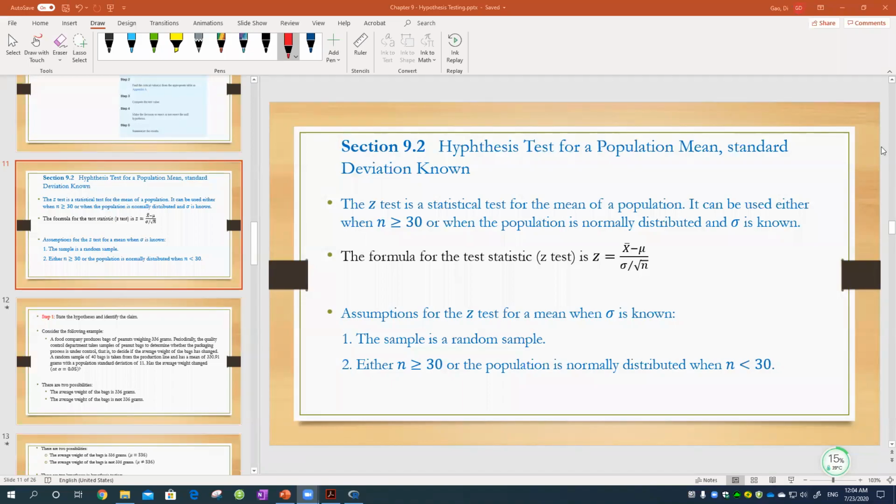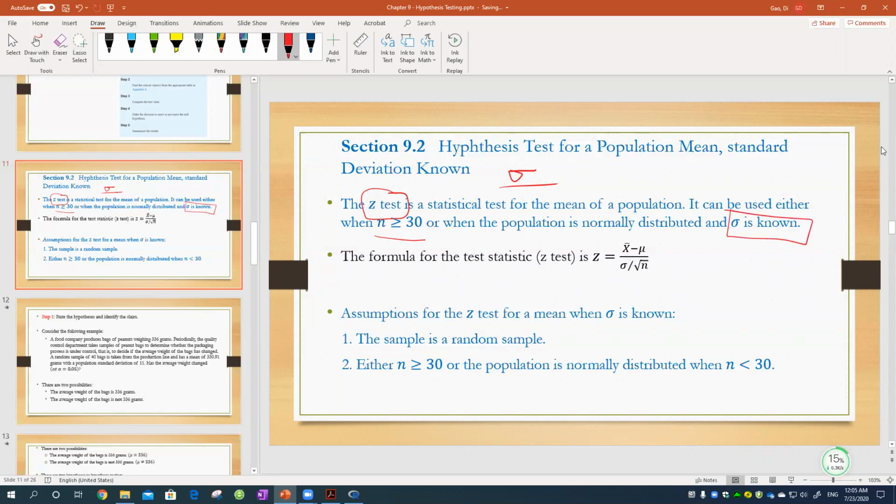Okay, welcome back. Let's now start our section 9.2, which is hypothesis test for population mean with standard deviation known. So the population standard deviation is going to be sigma. If this is known, then we're going to have something called a z-test because we're going to rely on the z-score. Then it is a statistical test for the mean of a population. It can be used either when n is more than 30 or when the population is normally distributed. And another thing is we require sigma is known.